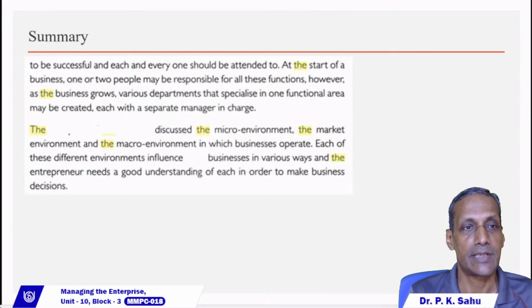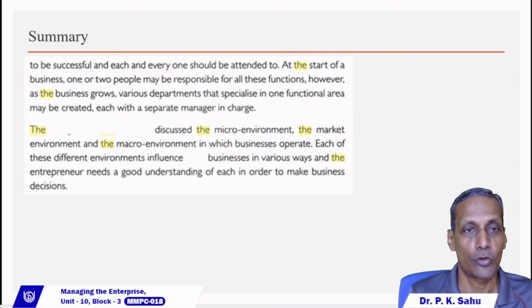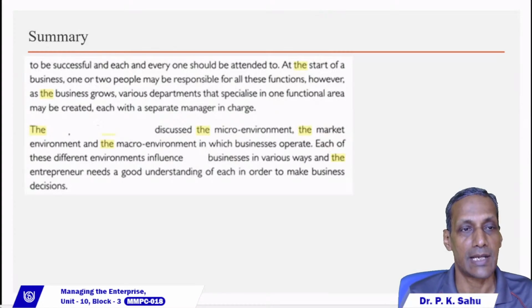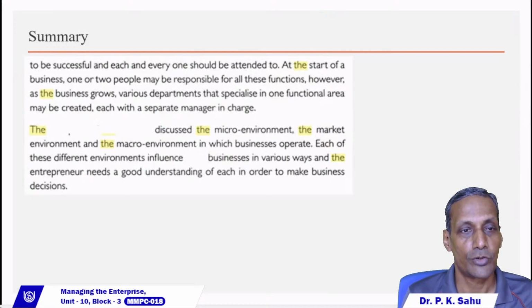At the start of a business, one or two people may be responsible for all these functions. However, as the business grows, various departments that specialize in one functional area may be created, each with a separate manager in charge. This unit also discussed the business environments, like the micro environment, the market environment, and the macro environment in which the business operates. Each of these environments influences businesses in various ways, and the entrepreneur needs a good understanding of each in order to make business decisions.